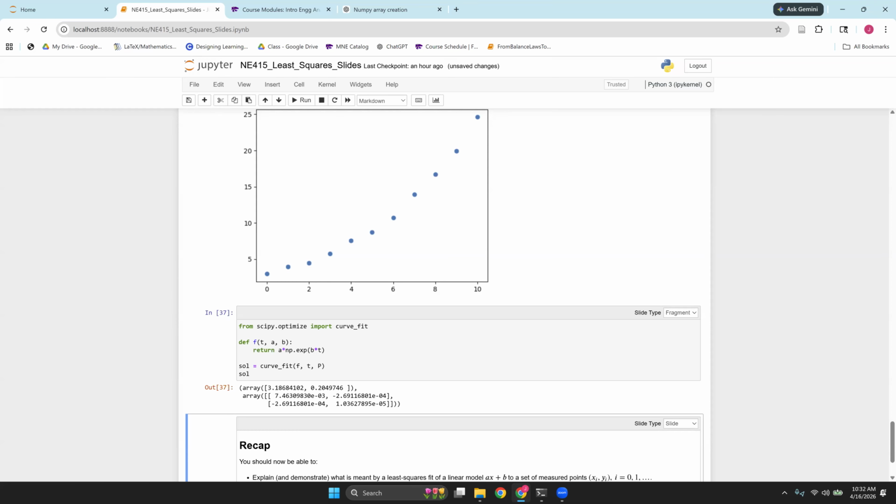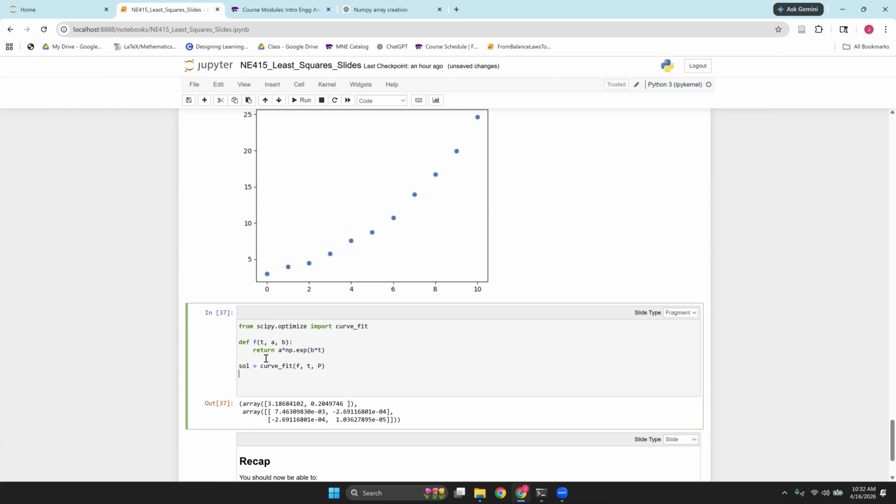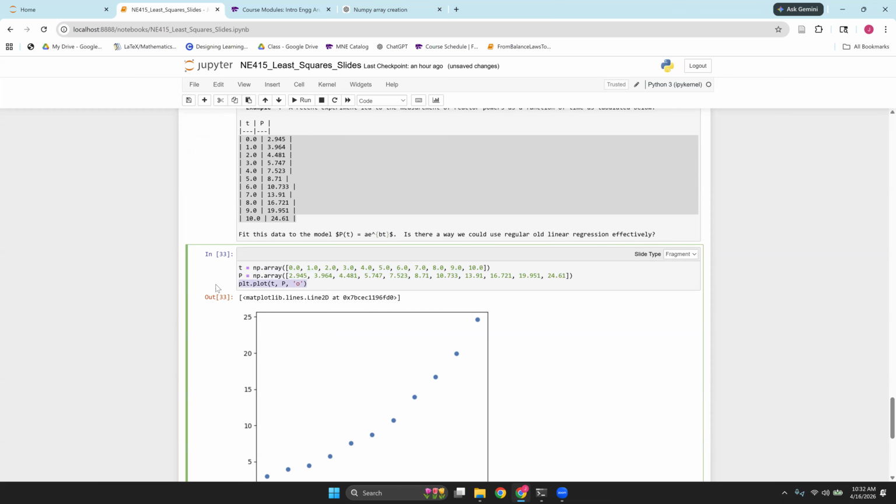Now, if we were to take the solution and then plot the results. So let me copy my plot up here.